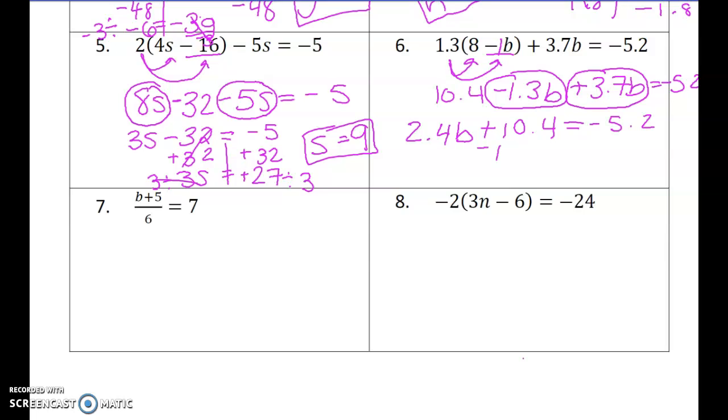So now I'm going to subtract 10.4 from both sides, which is the opposite of adding, and I get 2.4b equals. These are same signs, so I'm going to add, because same signs add, different signs subtract.